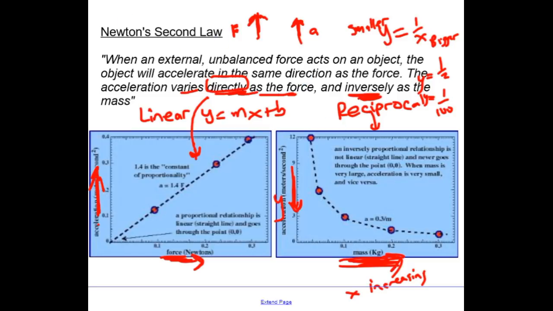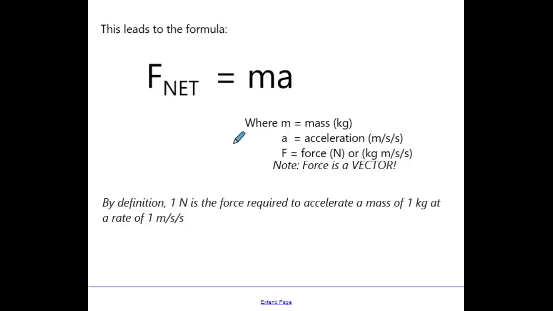Right? So it actually led to Newton's formula, and this is the reason why we're doing this lesson asynchronously, is that there is a formula we're going to work with today. It's fairly straightforward. It only has 3 variables. F net, I'll talk about that in a bit, but F stands for force, M and A, mass times acceleration.